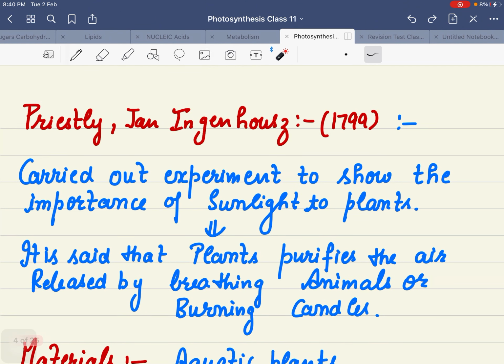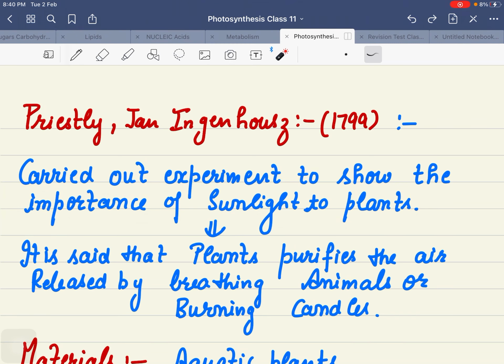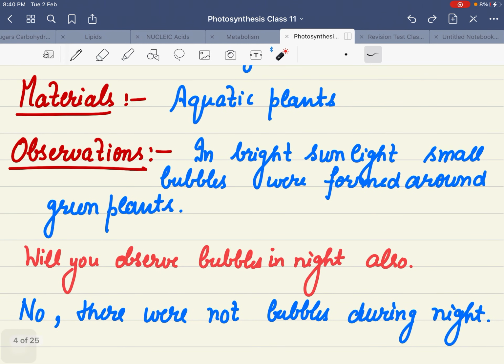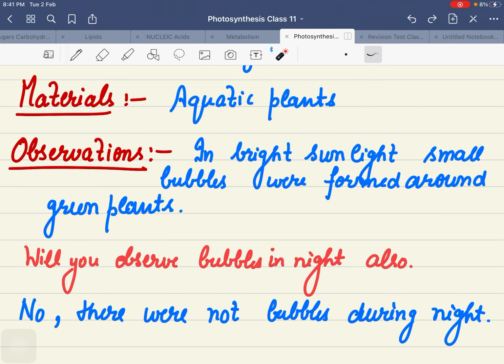Then Ingenhousz's main aim was to show the importance of sunlight to the plants. So he said that plants are purifying the air which is released by breathing animals or burning candles. So he used some aquatic plants and he kept them in very bright sunlight. So when do we get sunlight? During daytime. Definitely you will get sunlight during daytime. In the bright sunlight, he observed that small bubbles were coming out, or were formed around green plants. Now he did not observe the bubbles during the night.